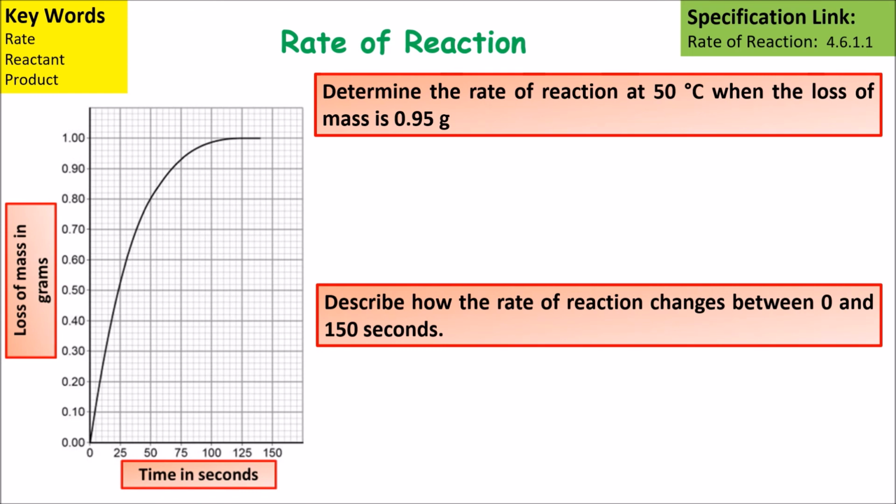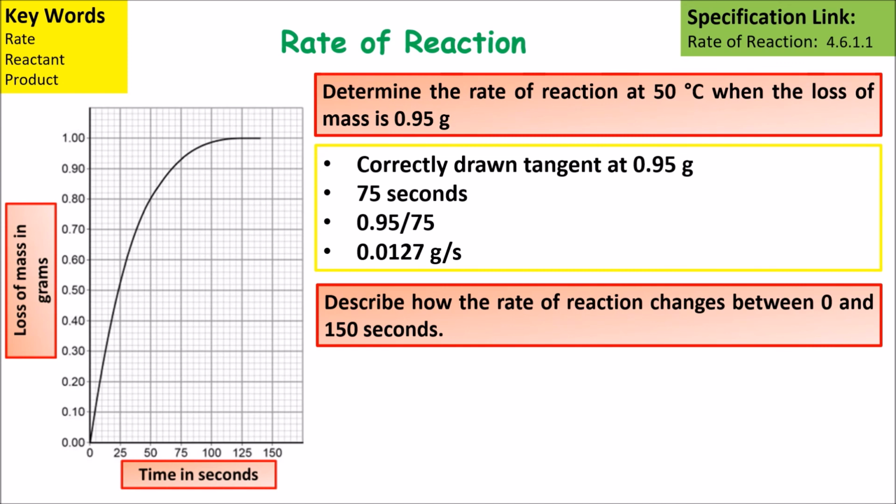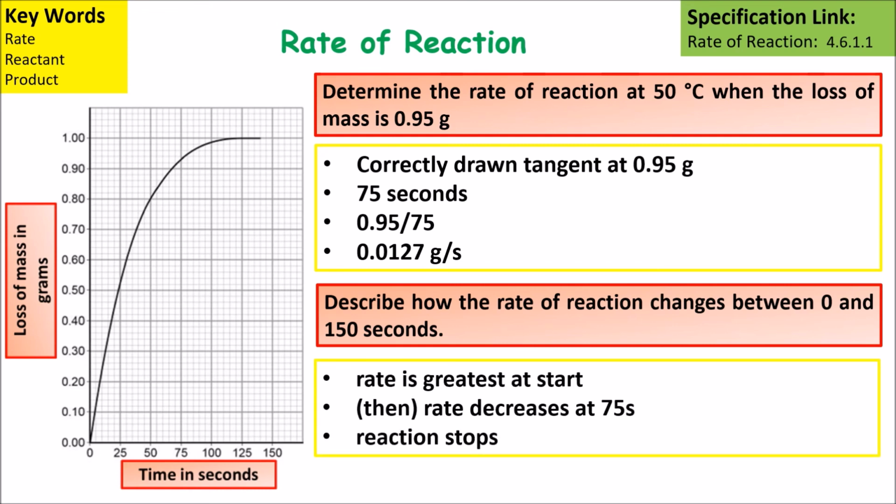If on this graph we look to determine the rate of reaction at 50 degrees centigrade when the loss of mass is 0.95 grams, you need to use the previous method and draw your tangent, which would give you 75 seconds. So you do 0.95 divided by 75, which would give you 0.0127 grams per second. And if we're looking at describing how the rate of reaction changes between 0 and 150 seconds, as before, the rate is greatest at the start, it decreases at 75 seconds before finally stopping.